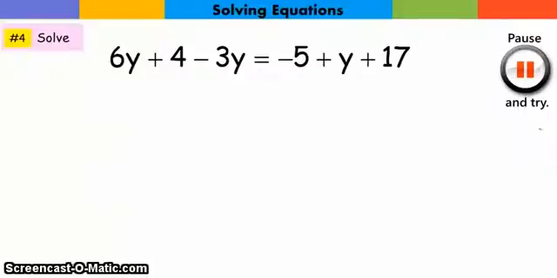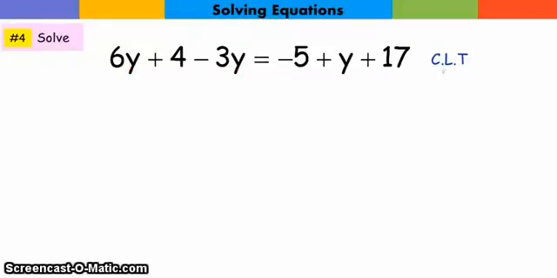Why don't you go ahead and give this one a shot? Okay, now notice I have multiple terms. I have more than just 2. So the first thing I always think about is I want to clean up one side or the other. I notice I have like terms here, so I can clean this up, 6y and a negative 3y. I like to clean up one side at a time. And notice on the right side I can combine the negative 5 and the positive 17. So I'm going to combine like terms on each side to simplify the expression on each side.